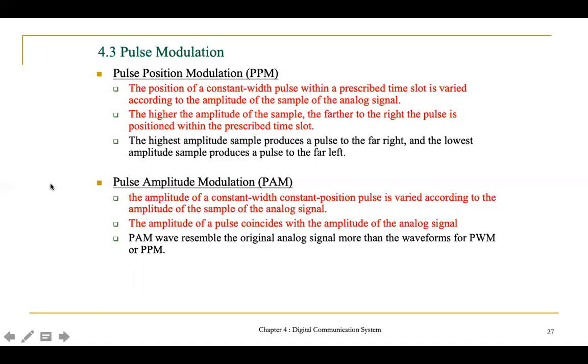The third one is pulse amplitude modulation. The parameter that is changing here is the amplitude. The amplitude of a constant width, constant position pulse is varied according to the amplitude of the sample of the analog signal. So when the amplitude of the analog signal varies, the amplitude of the pulses also varies. Take note that the PAM wave resembles the original signal more than the waveforms for PWM and PPM.